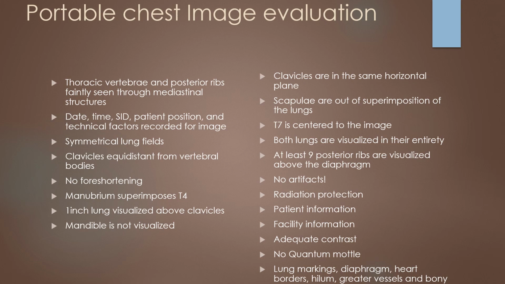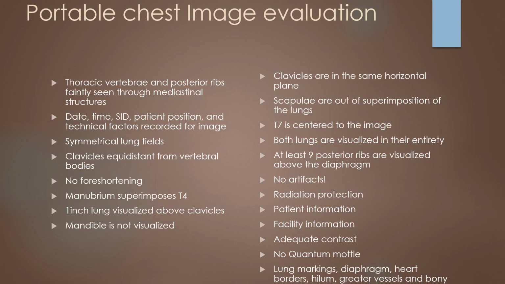If there's no foreshortening or elongation, that would indicate that my midcoronal plane was not tilted, that it was equidistant from the IR. If the manubrium superimposes T4, that indicates that they were equidistant from the IR. If I see 1 inch of lung visualized above the clavicles, that means my patient had a good midcoronal tilt. There was no tilting. They were, again, equidistant to the IR.